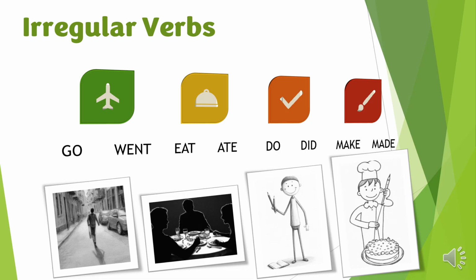Irregular verbs, on the other hand, are verbs that do not follow the standard ed suffix rule for the simple past and past participle forms. Instead, they change spelling uniquely or not at all. Go, went. Eat, ate. Do, did. Make, made.